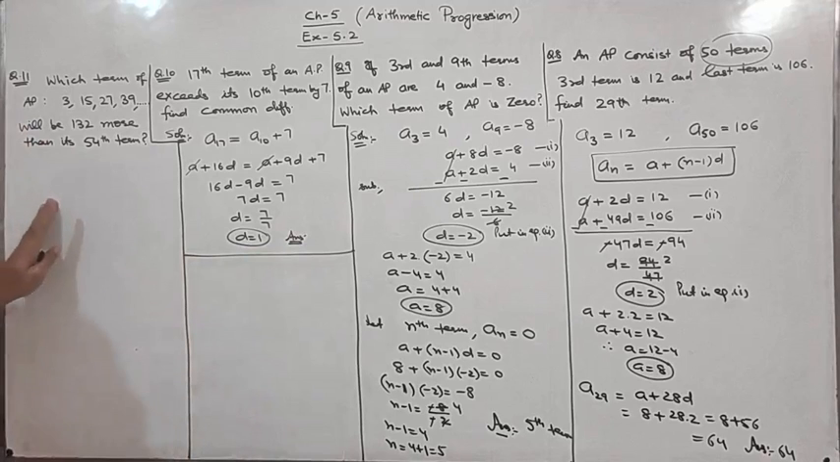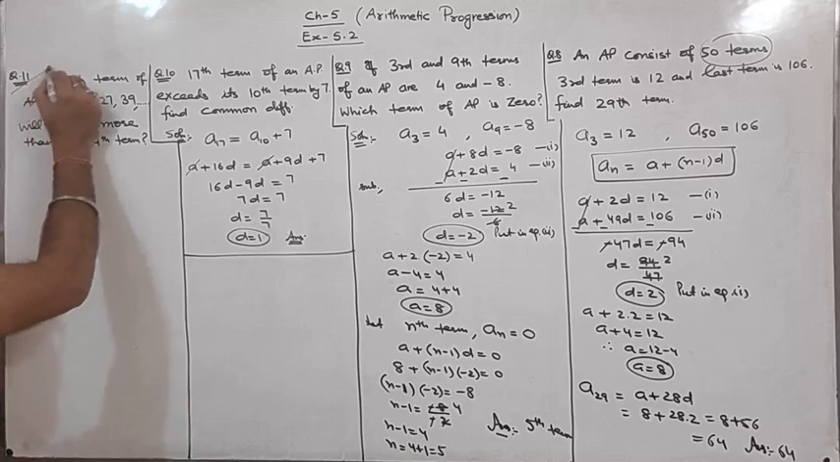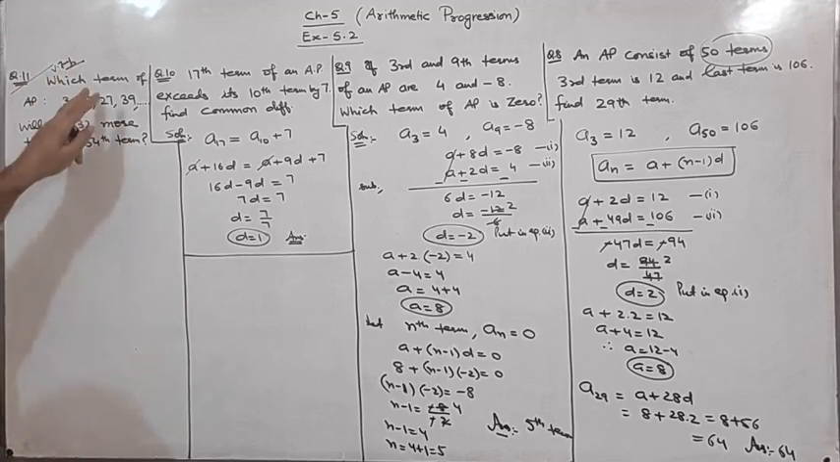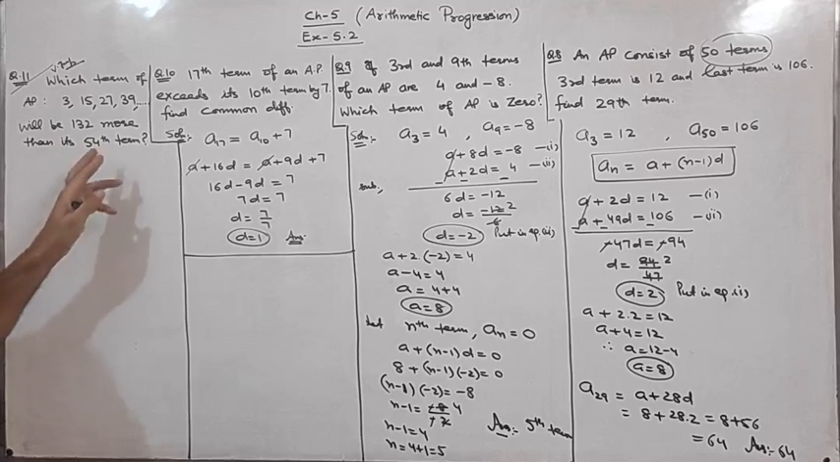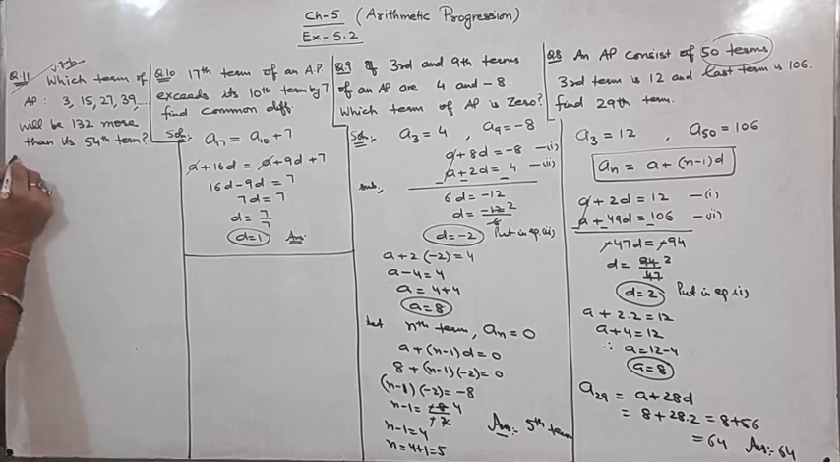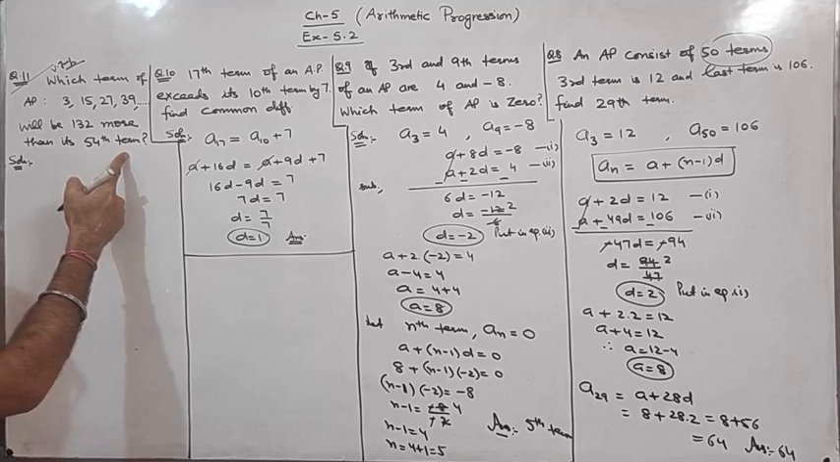Now come to question number 11, which is very important. Which term of this AP 3, 15, 27, 39 and so on will be 132 more than its 54th term? Which term is 132 more than the 54th term?